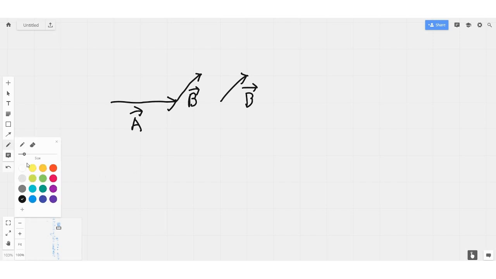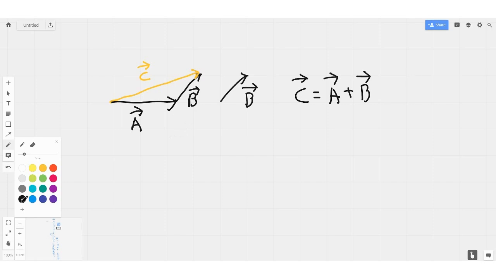Then we can simply draw another vector here which connects the tail of A with the tip or head of B. This vector, we can call it C. And C is equal to A plus B. So this is one method you can use to add two, or you can extend it also to more vectors.